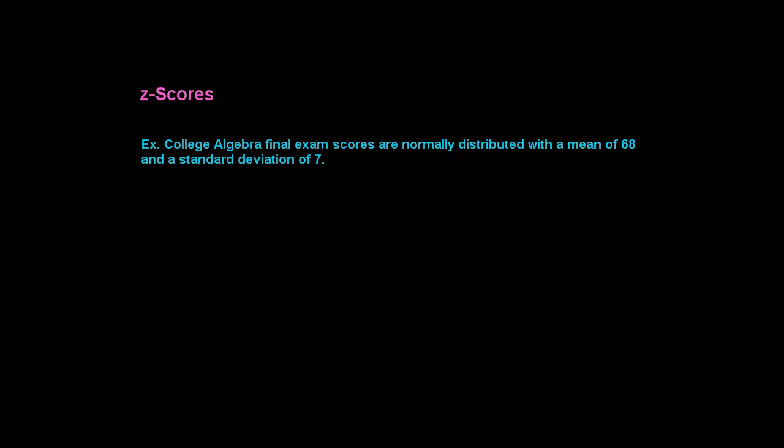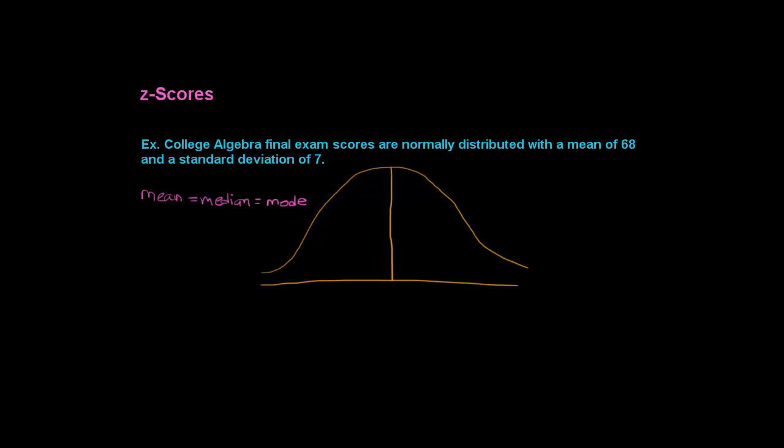Recall that when we have a normally distributed data set, the properties of a normal distribution are that it is bell-shaped and symmetrical, and with a perfect normal distribution, the mean is equal to the median, which is equal to the mode. So with our example, we would have our mean here at the peak, the mean 68, with our standard deviation known to be 7.